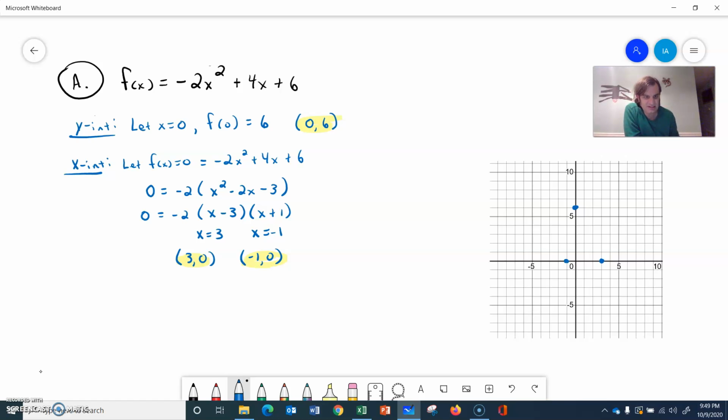Okay. So the next thing I need is a vertex. Let's see what in the world happens here. That comes from x equals negative b over 2a. And negative b will be negative 4, all over 2a, which will be negative 4 as well. So my vertex, my x-coordinate is 1. And then I need to find the y value, which is f of 1. So that'll be negative 2 plus 4 plus 6, which will be 8. So my vertex is 1, 8.